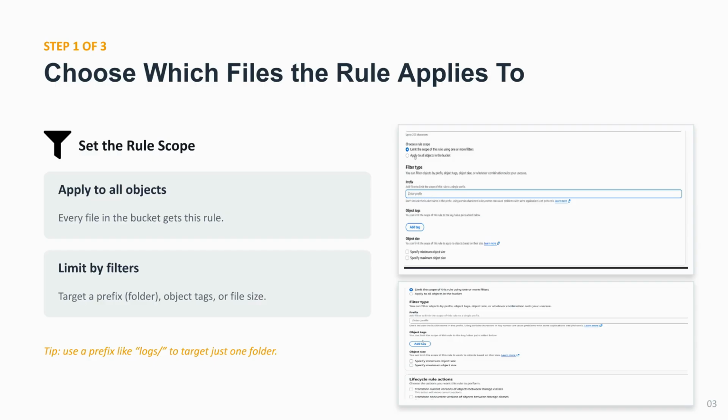That is where prefixes and tags help. A prefix is like a folder path, such as logs/, backup/, report/, or temp/. You can create a lifecycle rule only for logs/ and leave other files untouched. Production tip: always use clear folder naming in S3. Good prefixes make lifecycle management much easier.